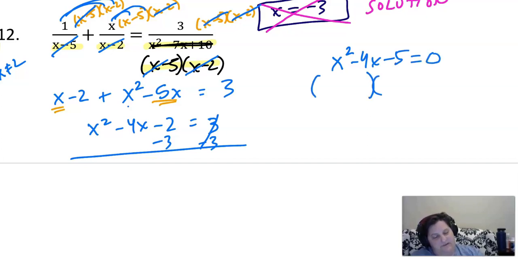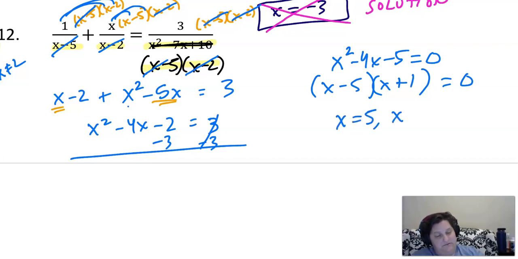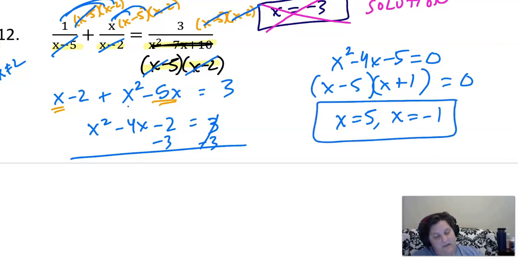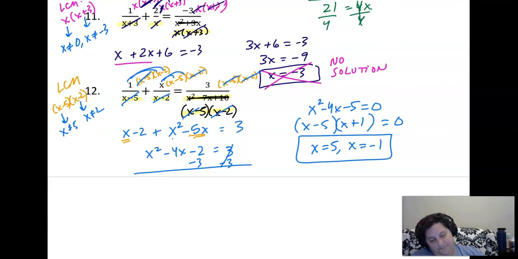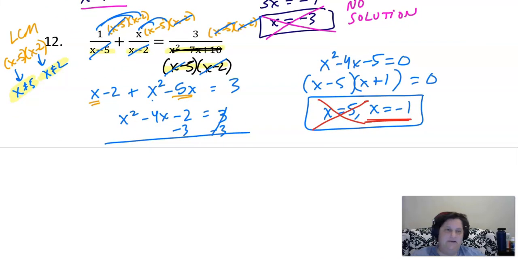So if I can factor this and solve it, those will be my solutions, okay? All right, I get multiplies to make 5, adds to make negative 4 is negative 5 and negative 1. And so my solutions are x equals 5 and x equals negative 1. Now, if I look back at the beginning, right here, x was not allowed to be 5. It also wasn't allowed to be 2, which it wasn't. But it wasn't allowed to be 5. So I come over here and I say, actually, no. I only have one solution, and that's at x equals negative 1.